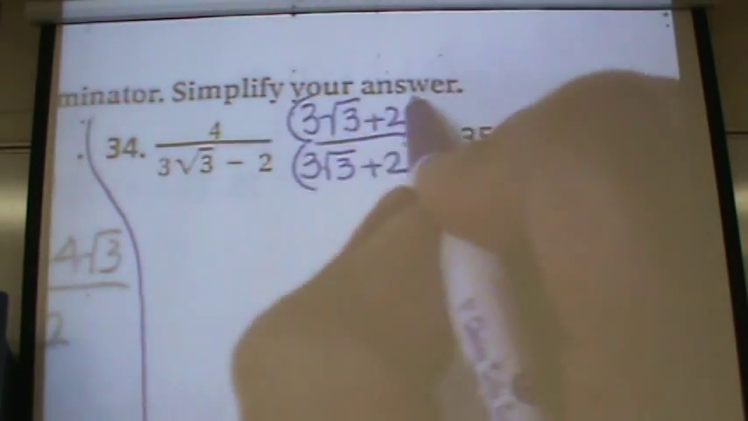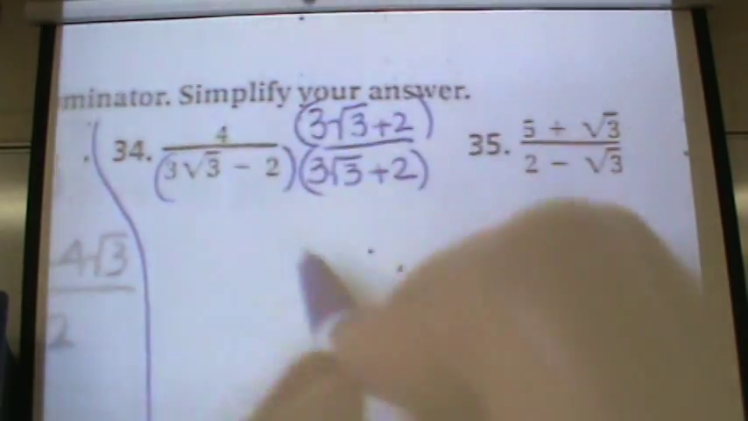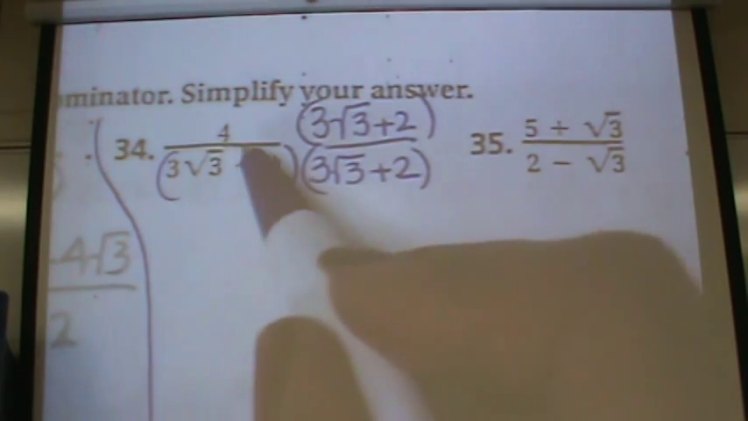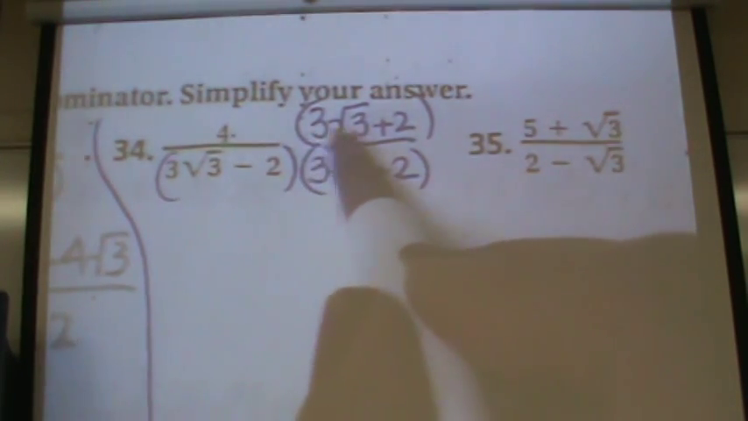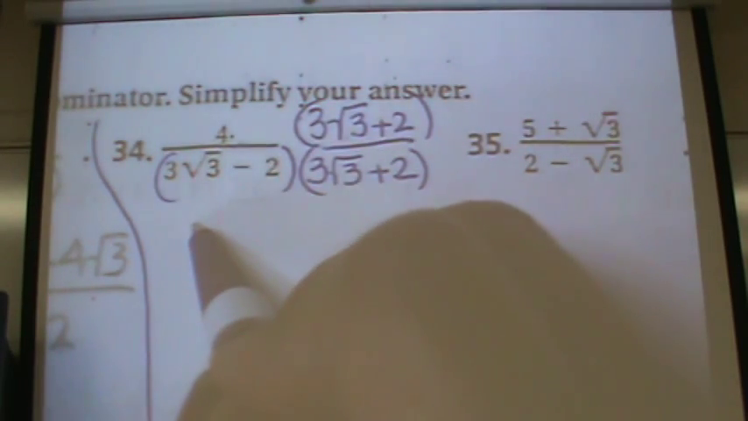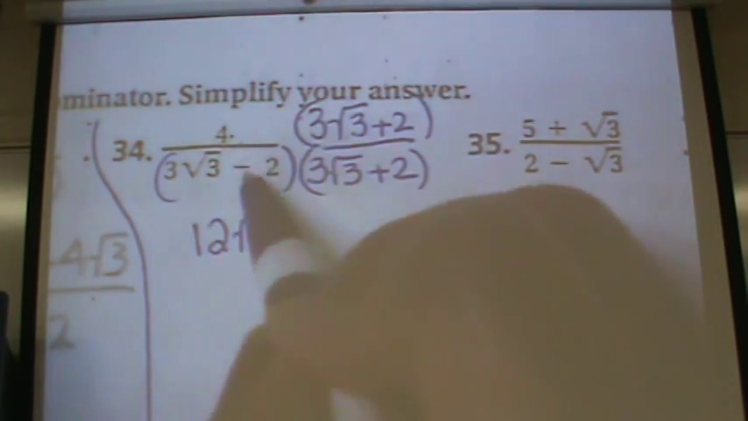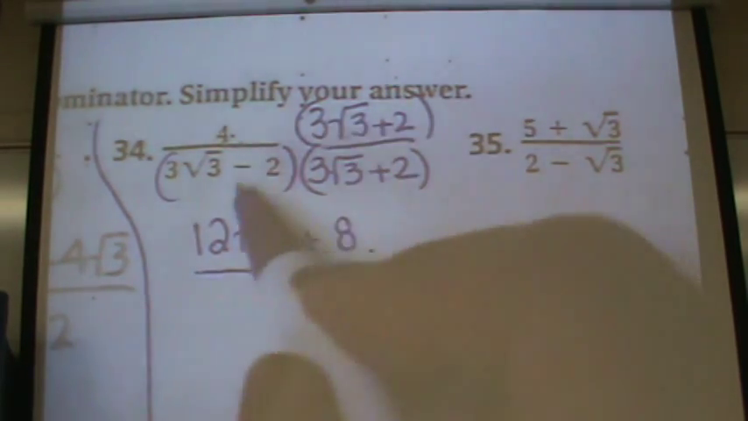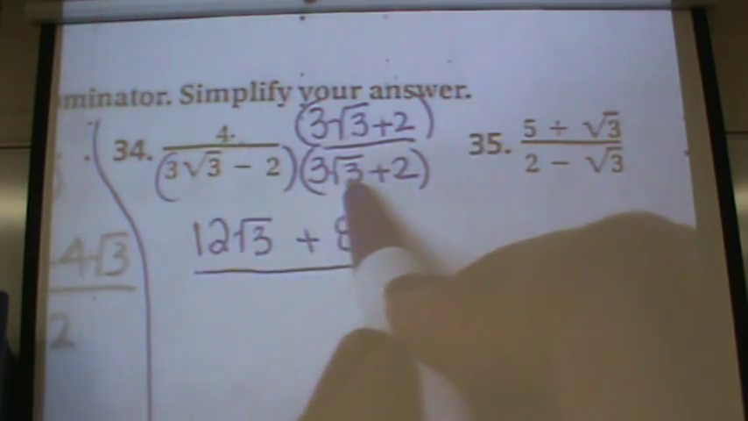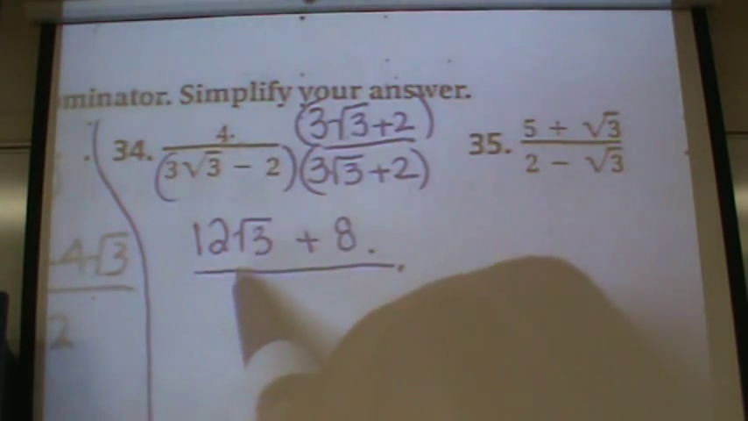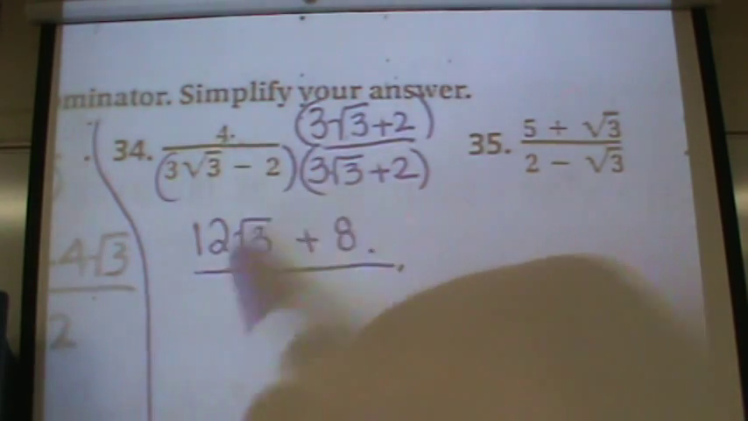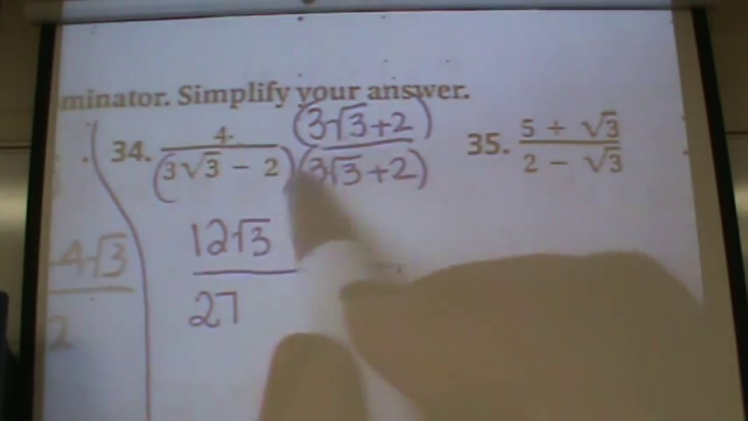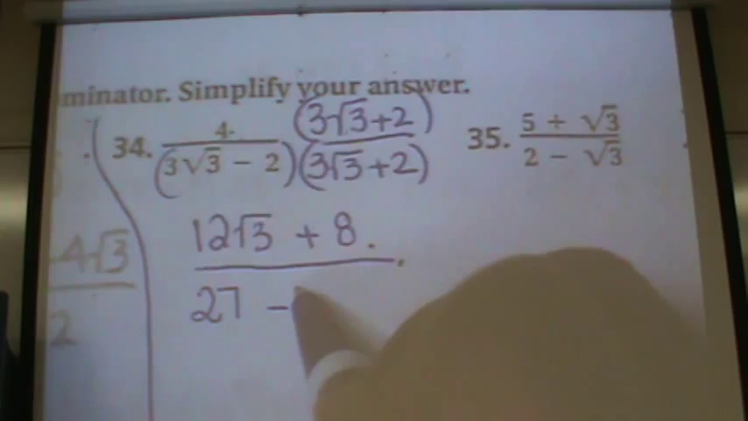Now I like to put parentheses around everything, so when you multiply, you'll remember to distribute or FOIL. What is 4 times 3 root 3? 12 root 3. And what's 4 times 2? 8. Then the bottom. What's 3 root 3 times 3 root 3? 9 times 3, which is 27. And then do the last. Negative 2 times 2 is? Negative 4.